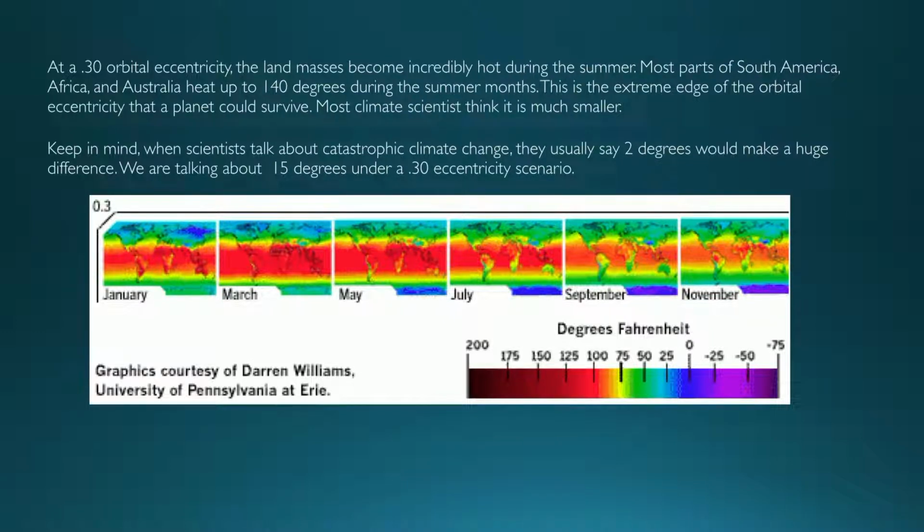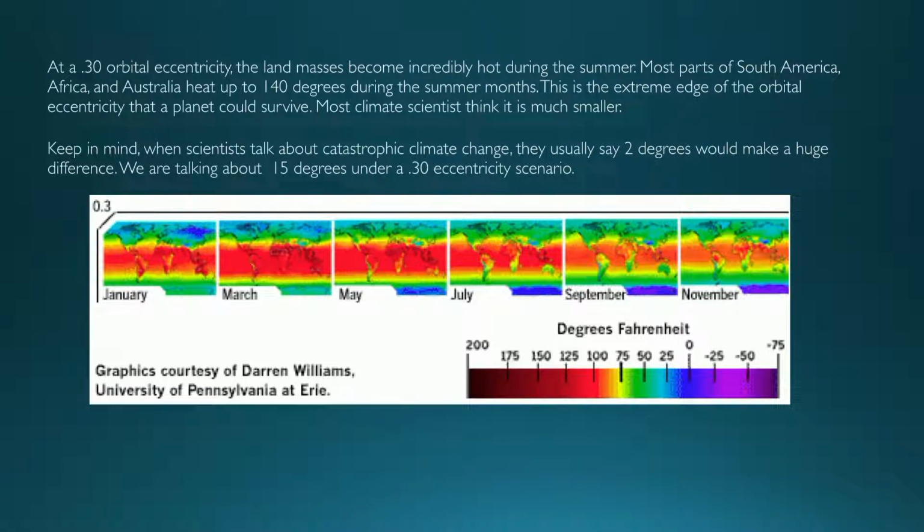If you do that, this is what your Earth would look like. Most parts of South America, Africa, and Australia will heat up to 140 degrees during the summer months. This is the extreme edge of the orbital eccentricity that they estimated a planet could survive.